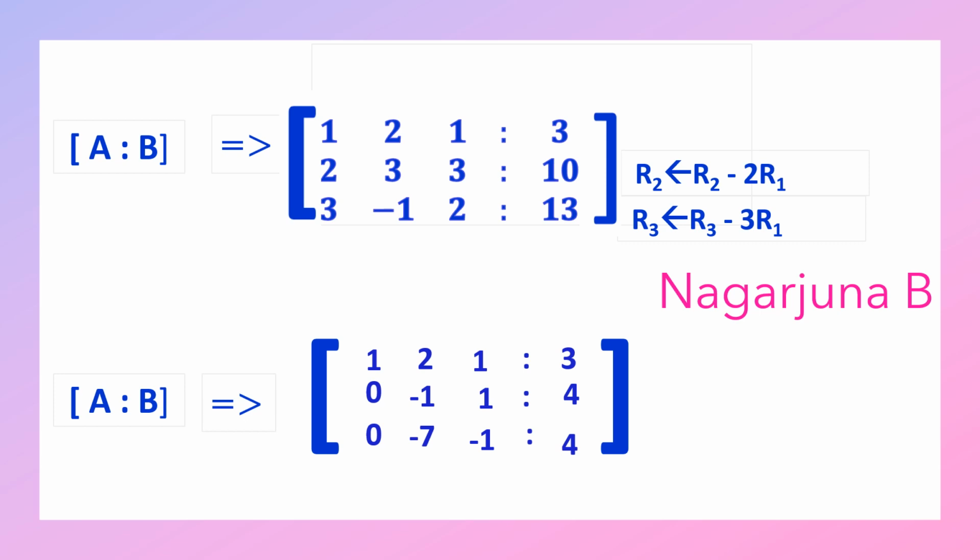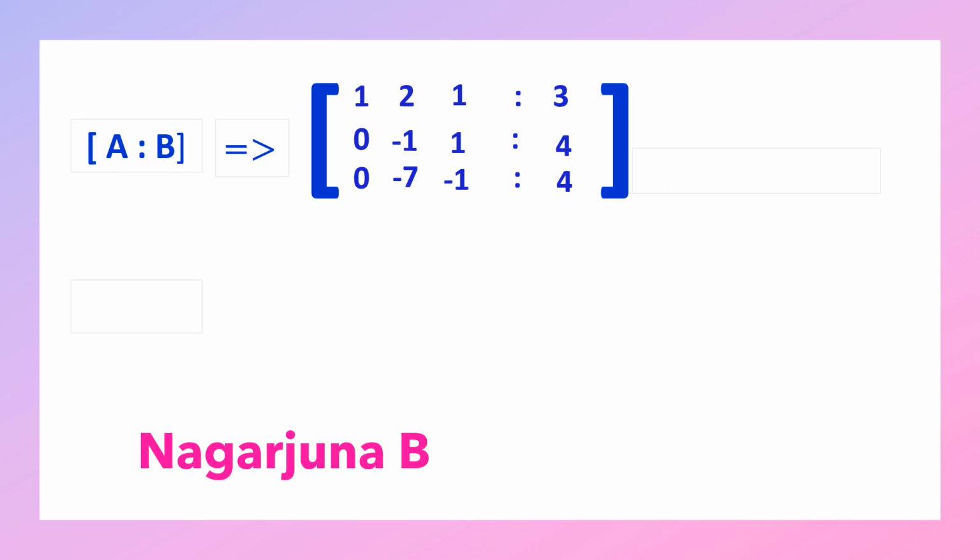So here what we did, we used the first element of row 1 and made the first element of row 2 and the first element of row 3 0. That is, using a11 we made a21 and a31 become 0 by using the row elimination method. It is the first step. So it is the augmented matrix after applying the first step. Now we need to apply the second step. That means we need to write down the augmented matrix by applying the second step.